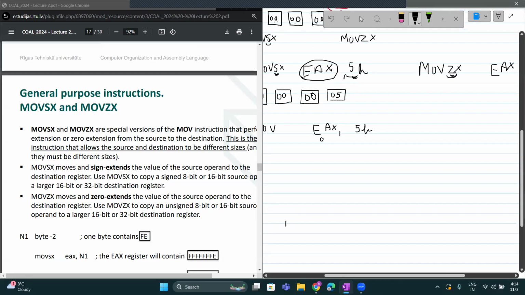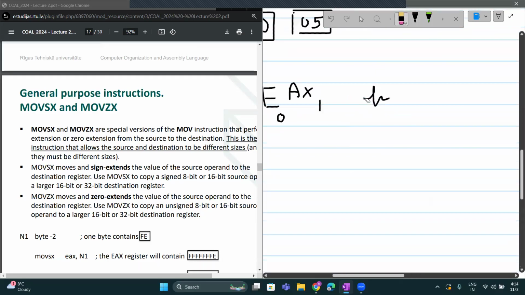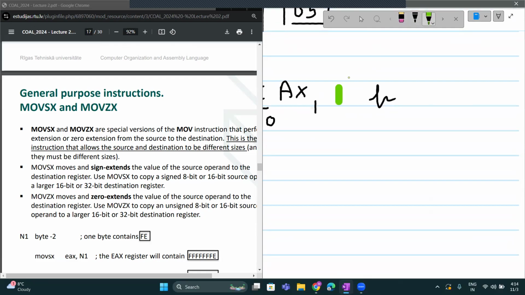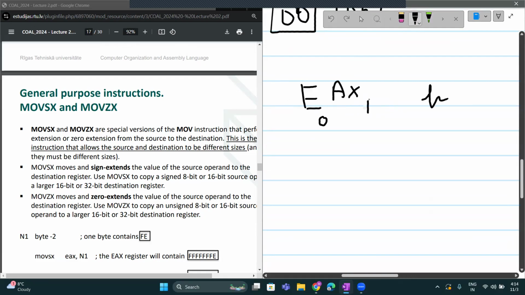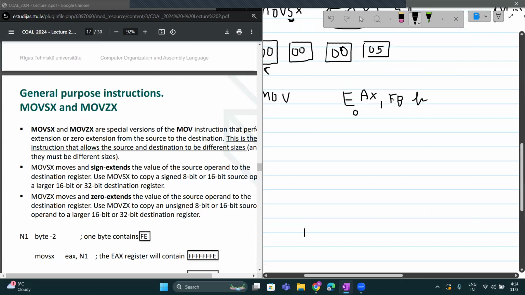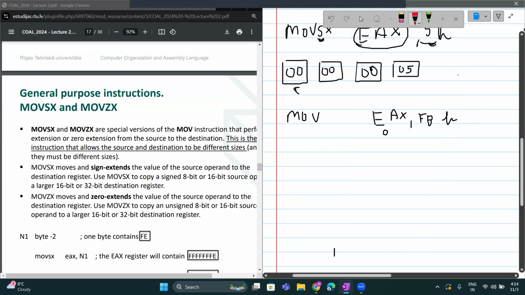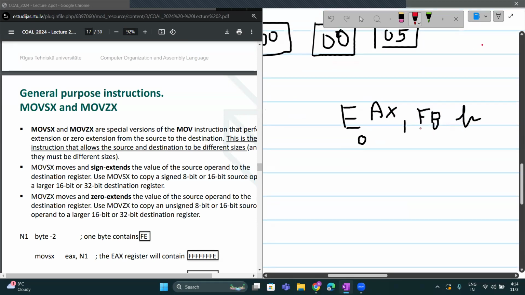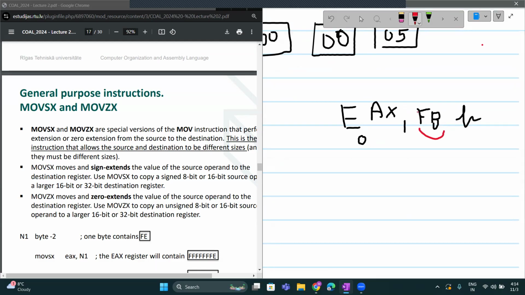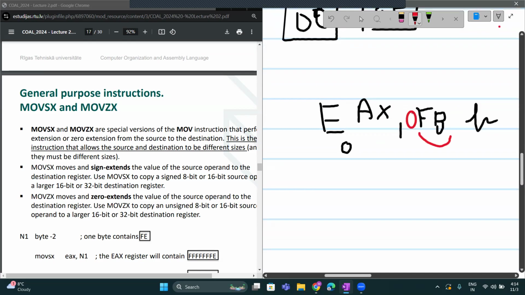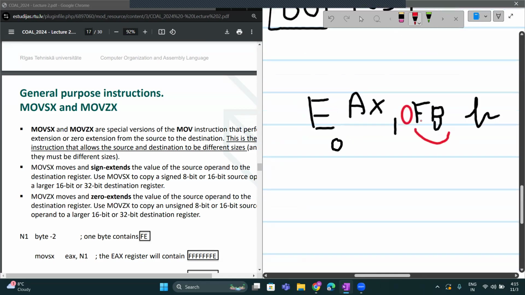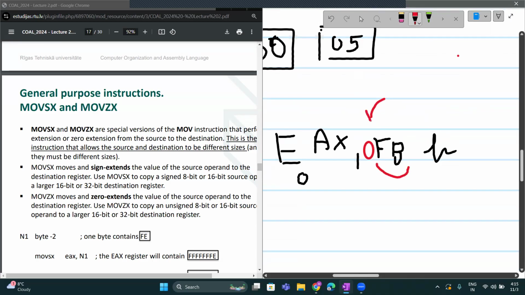So here we will move FB to EAX. Slight difference here, important to note. We cannot directly move something that starts with a letter. If a hexadecimal starts with a letter, we cannot move it directly. We have to put a zero in front. It's very important to remember.